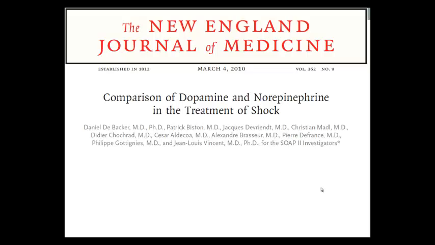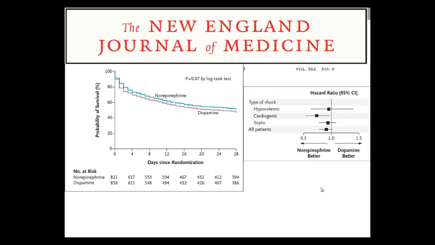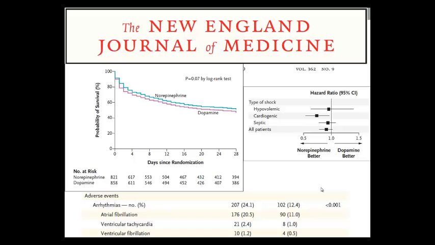This was another big one, dopamine versus norepi. Norepinephrine and dopamine, no difference in survival, but a trend towards improved survival with Levophed. And then if you did a subgroup analysis looking at the types of shock, the people who were in cardiogenic shock actually did have a better survival with Levophed, and that's because there were 2 times the amount of arrhythmias on dopamine. Sorry, this is supposed to be dopamine here. Dopamine than there were with Levophed. So that's why the people in cardiogenic shock did better.